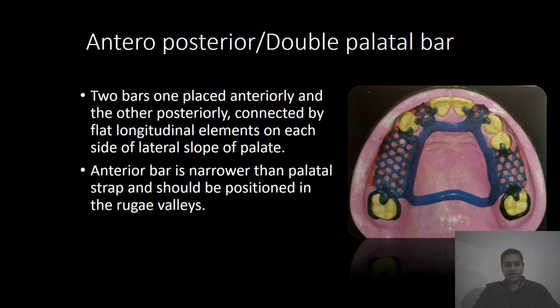Next is your anteroposterior or double palatal bar. Here, there are two bars, one in the anterior and one in the posterior region. The two bars are connected by a longitudinal element that runs across the lateral slopes of the palate. The anterior bar is comparatively narrower than a palatal strap, and it is usually placed on the rugae valleys.